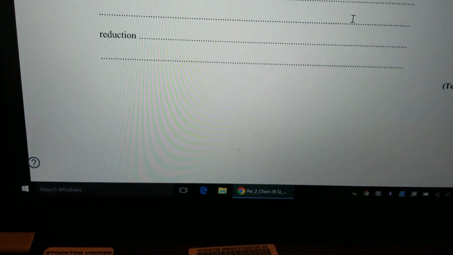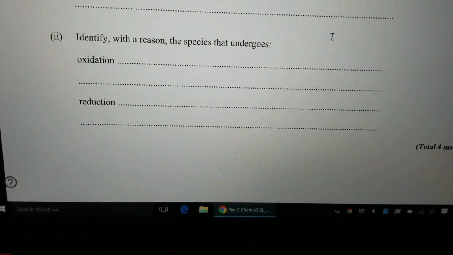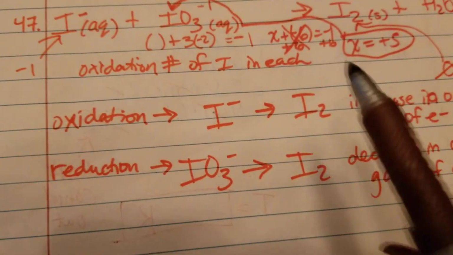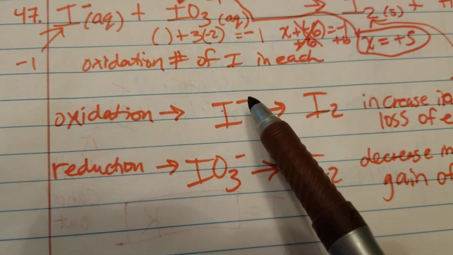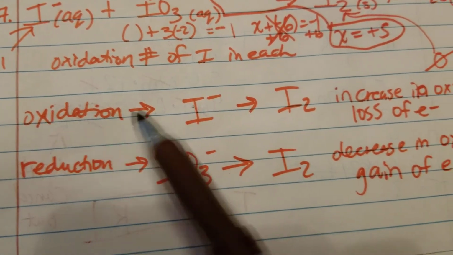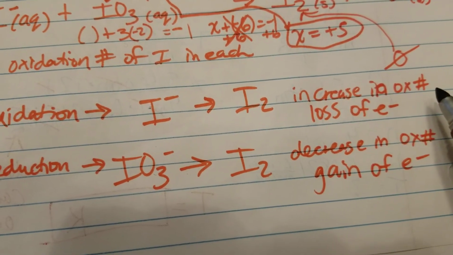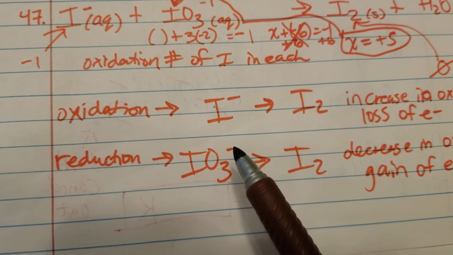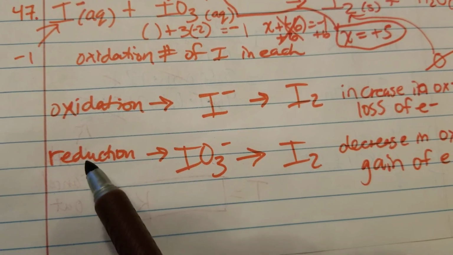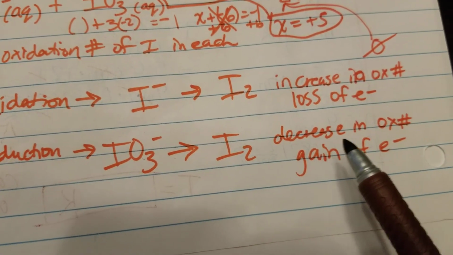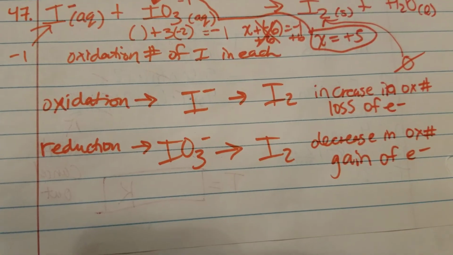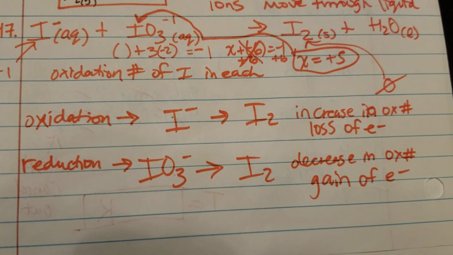Okay, then it says, and I think this is the last part of the question, identify with a reason the species that undergoes oxidation and which one undergoes reduction. So look, I goes from I- to I2. That one's the one that gets oxidized because there's an increase in oxidation number, aka loss of electrons. IO3- goes to I2. That one is reduced. Why? Because there's a decrease in the oxidation number, which is a gain of electrons. So that answers that question.